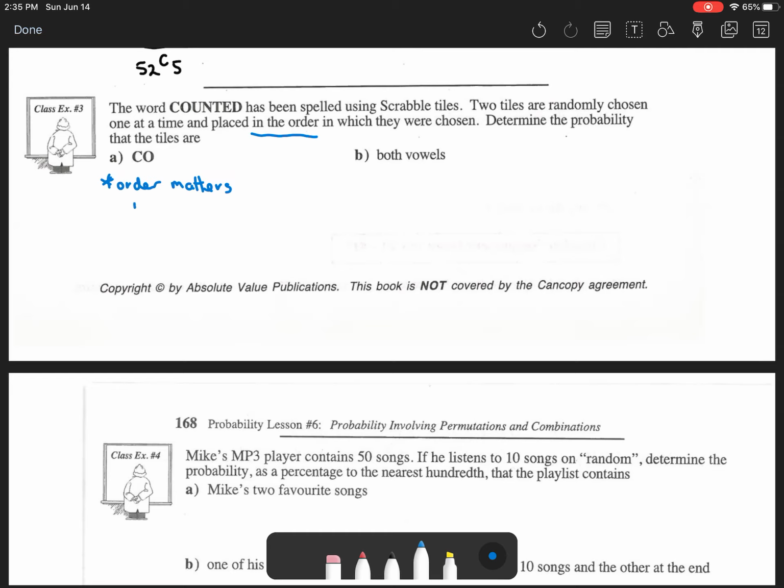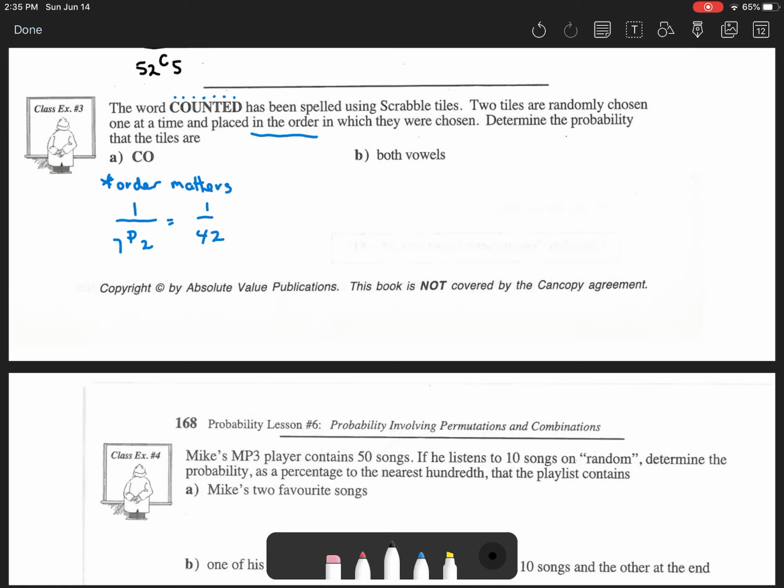So when I have a C and then an O, there's only one way that that's going to happen, isn't there? One way. Out of 7 tiles, because there are 1, 2, 3, 4, 5, 6, 7 tiles, and I'm selecting 2 of them, but order matters, so it's 7P2. So it's 1 over 7P2, which is 1 over 42.